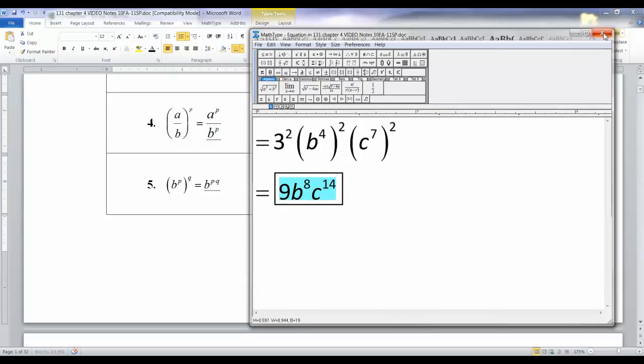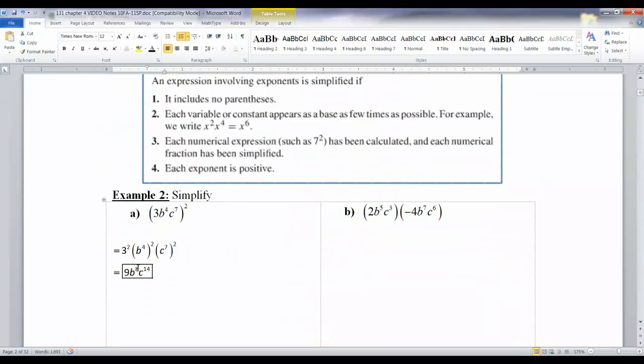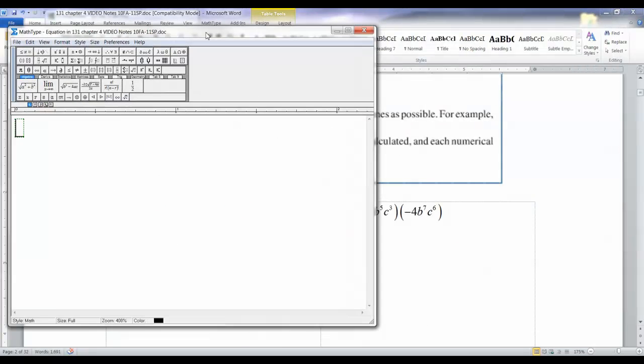There's no more parentheses. There's no negative exponents. Every letter is only written once, and everything has been simplified down. Every exponent is positive. It satisfies all 4 of these requirements of being simplified, quote unquote. All right, let's do it again. Now this one's going to be more complicated, so let's take a look.